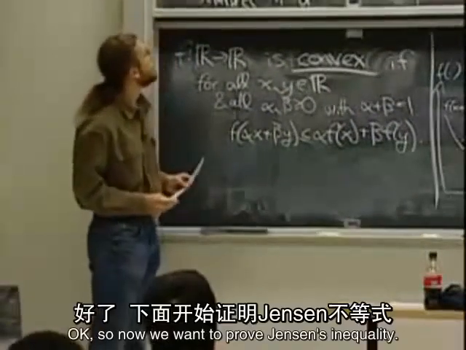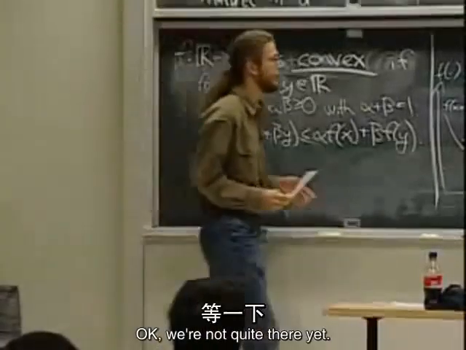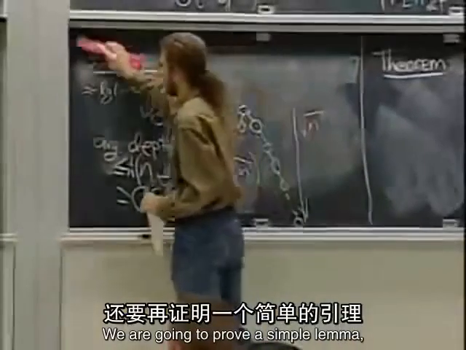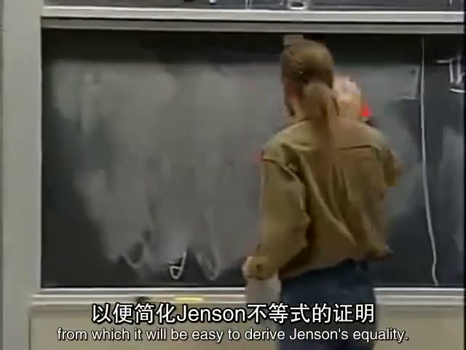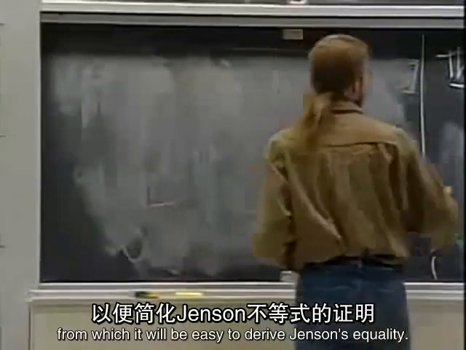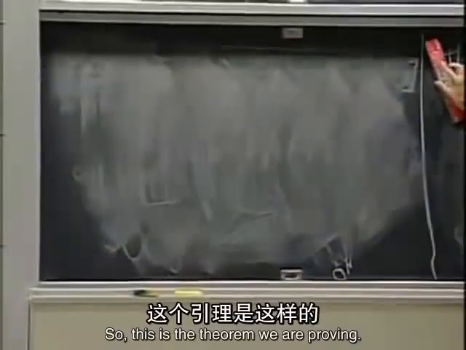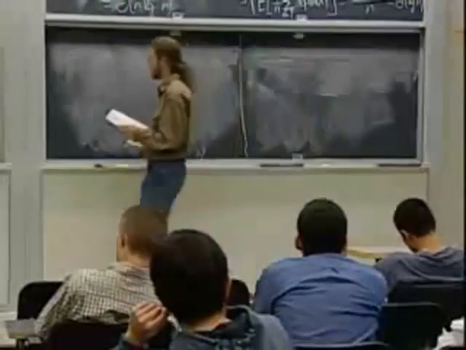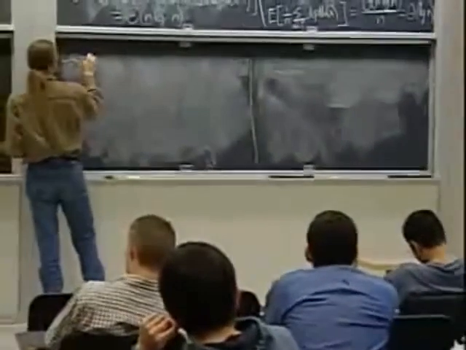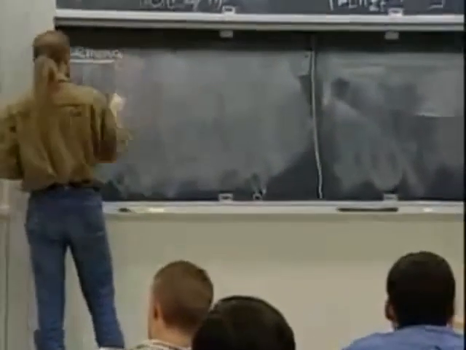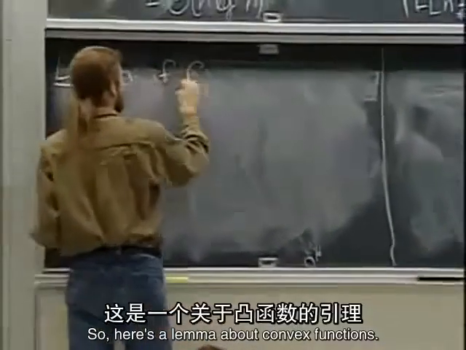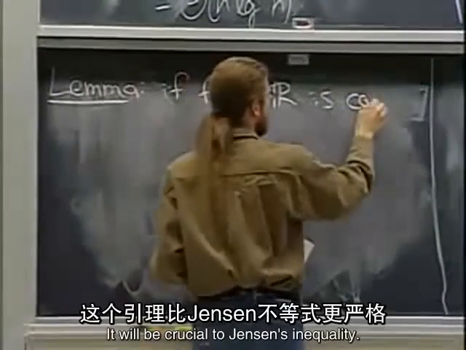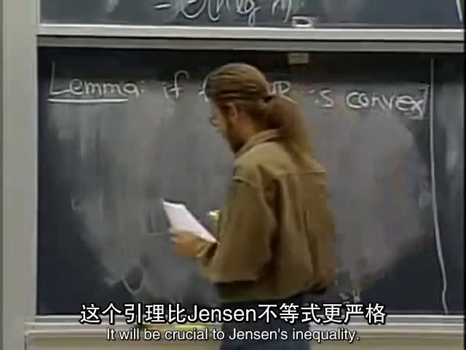Okay, so now we want to prove Jensen's inequality. We're not quite there yet. We're going to prove a simple lemma from which it will be easy to derive Jensen's inequality. So this is the theorem we're proving. So here's a lemma about convex functions. You may have seen it before. It will be crucial to Jensen's inequality.